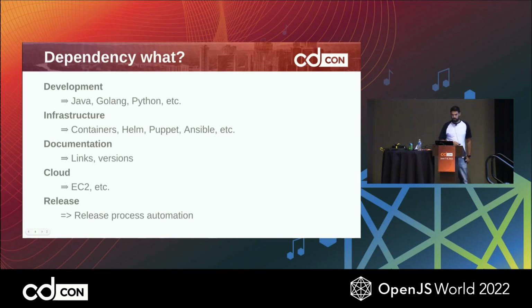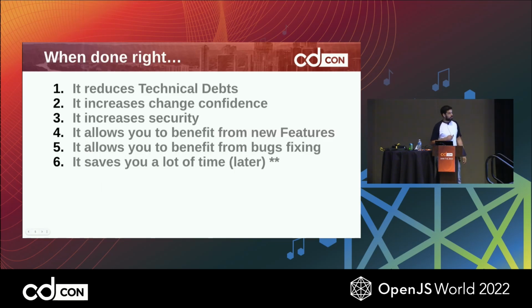Dependency what? Basically, dependencies are everywhere in our project, especially when you think about the full life cycle of your project. You obviously have dependencies for your favorite languages, but you can also think about Kubernetes, for example, or infrastructure, like all the Helm charts that you may be using. When you think about the documentation that you build for your application, you also have a lot of links. So dependencies are really everywhere, and automating them brings you quite a lot of benefits.